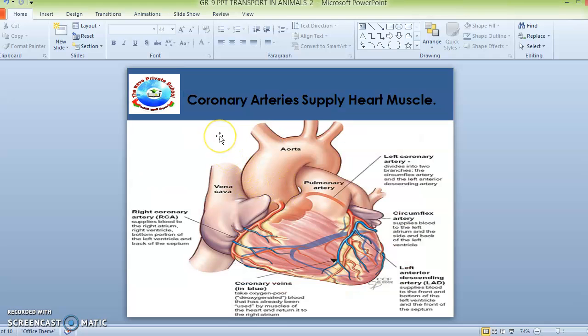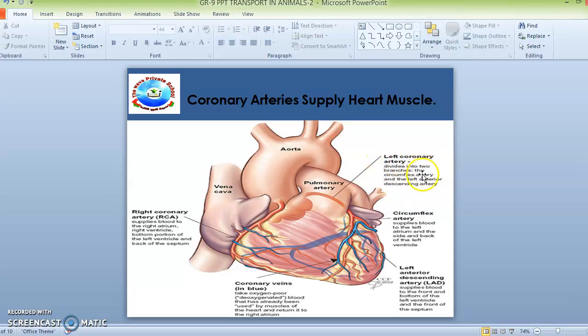So here the next subtopic is coronary arteries supply heart muscle. Here you can see this is our heart, this is aorta, pulmonary artery, vena cava. So here you can see the parts: left coronary artery, circumflex artery, and left anterior descending artery, and here coronary vein. Next, right coronary artery, this one.